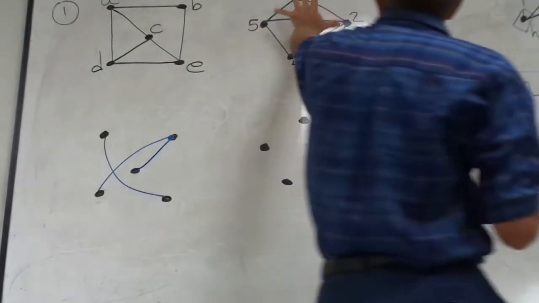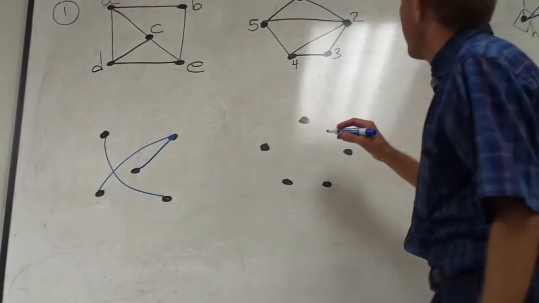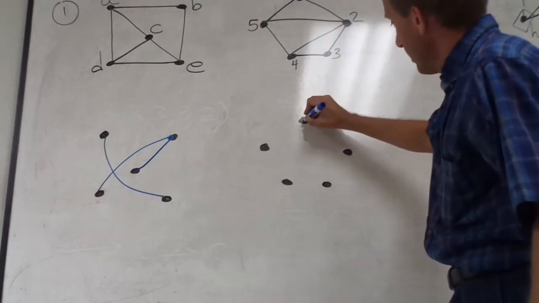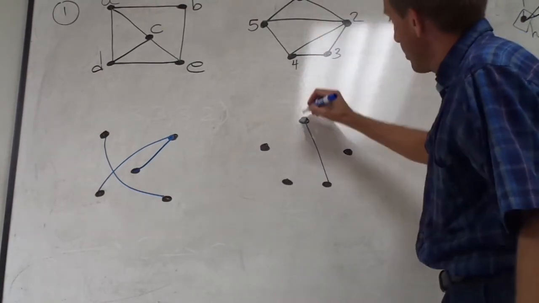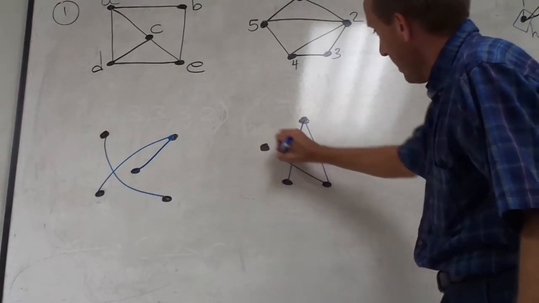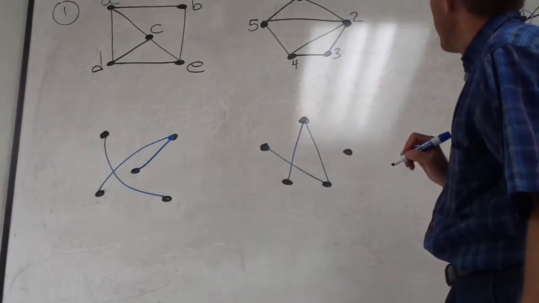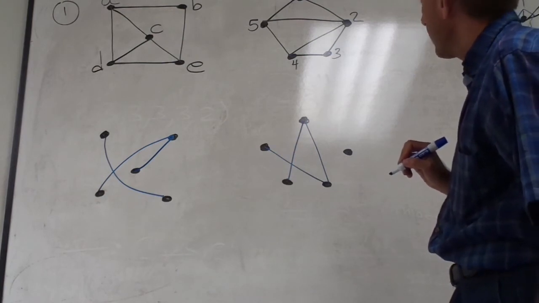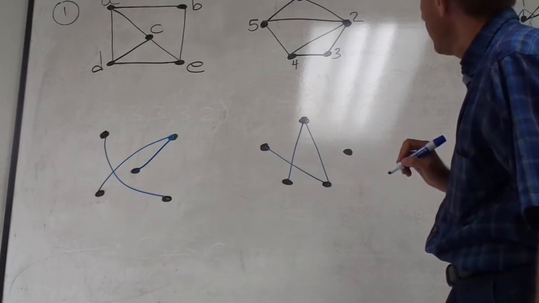Now let's look at the complementary graph of this one. So I'm going to put in the non-edges. So there's no edge from 1 to 3. There's no edge from 1 to 4. There's no edge from 3 to 5. What else? That might be about it. Does that look right? Yeah.